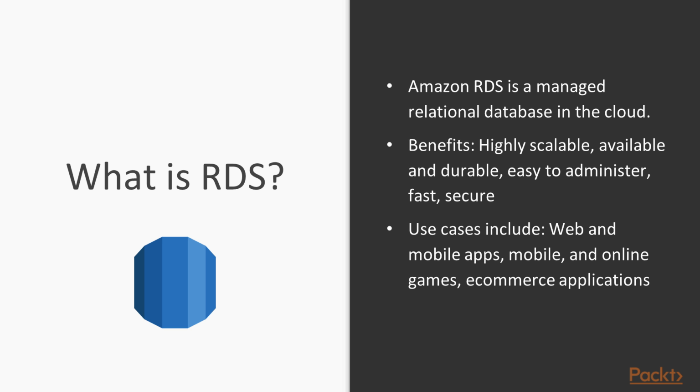So what is RDS? Amazon RDS, or Relational Database Service, is Amazon's managed relational database service in the cloud. In terms of benefits, it allows you to very easily deploy highly scalable, highly available, durable, easy to administer, fast and secure databases on the Amazon AWS platform. And in the next video, we're going to see just how easy RDS makes it for us to deploy databases with a production grade level of resiliency with a very small number of clicks.